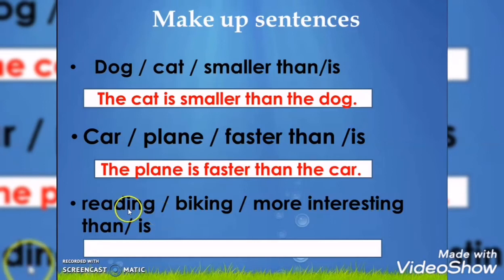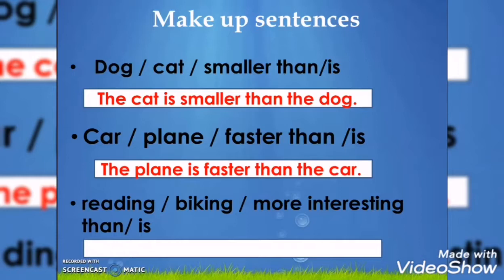Now reading, biking, more interesting than, and is. So I'm comparing two activities or two things at the same time, reading and biking. We have the adjective word, which is interesting, and is. So which is more interesting, reading or biking? Biking and playing on the bicycle. Which is the more interesting activity?